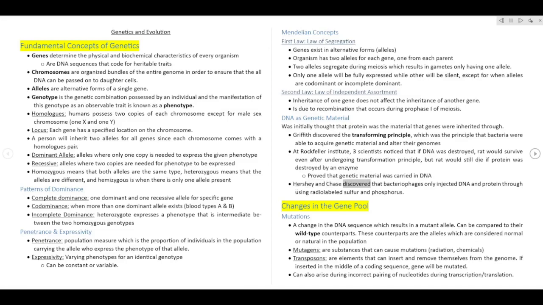Hershey and Chase discovered that bacteriophages only injected DNA and not protein, through using radiolabeled sulfur and phosphorus. Changes in the gene pool.